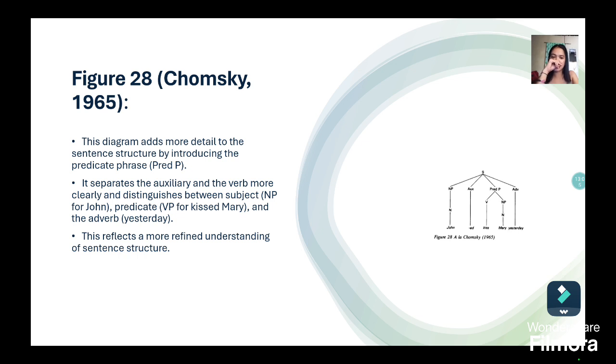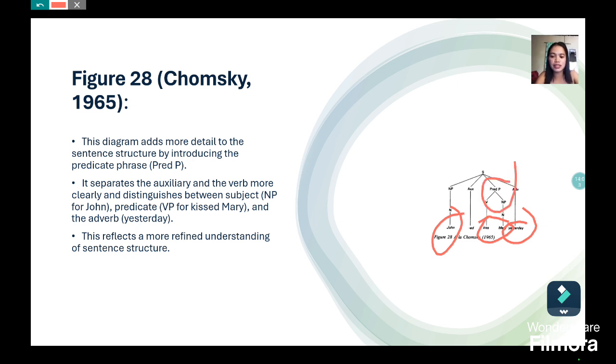In figure 28, Chomsky 1965, these diagrams add more detail to the sentence structure by introducing the predicate phrase. It separates the auxiliary and the verb more clearly and distinguishes between subject, noun phrase for John, and predicate, verb phrase for kissed Mary, and the adverb yesterday. So in this diagram, it adds more detail to the sentence structure by introducing the predicate phrase.